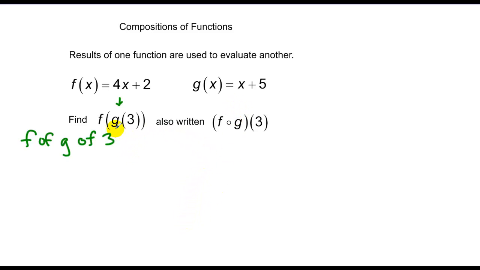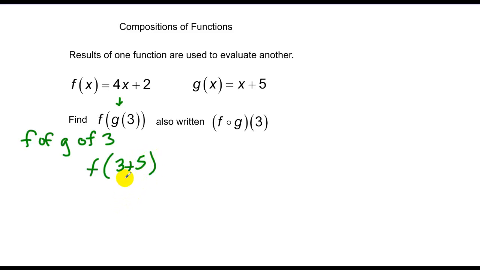So I'm going to use an order of operations concept to solve this. If you notice, what's inside the parentheses is g of 3. We do that first, and then we take its answer and evaluate the f function at that answer. So f of g of 3 is basically taking a 3 and plugging it into this x. So that's 3 plus 5.